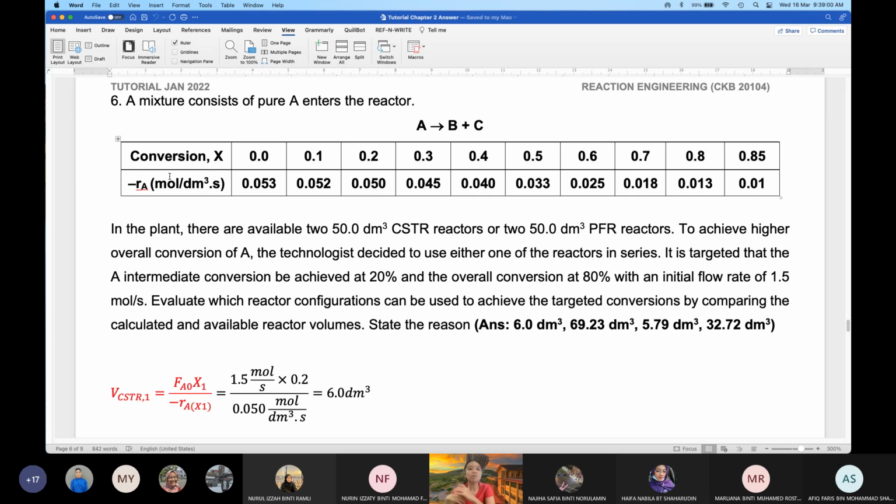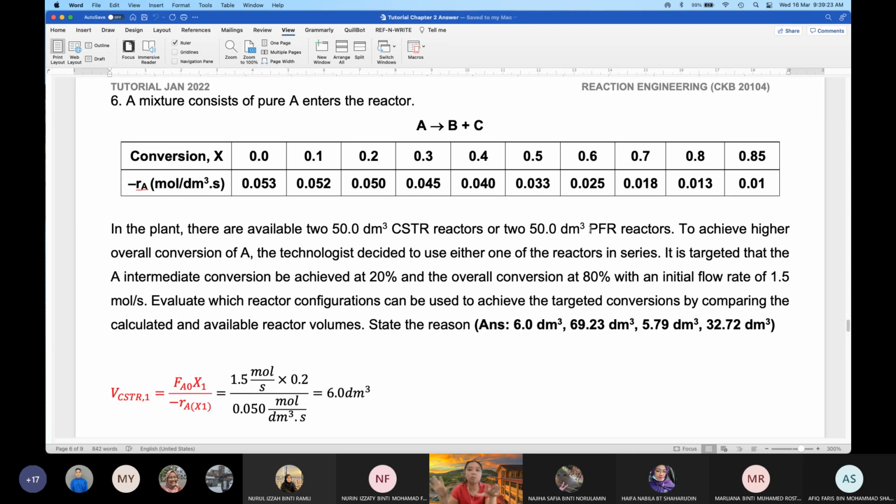So in chapter 3 that you learned last Monday, we did not know minus RA. That's why it was like reverse engineering. We had to calculate minus RA for that case, right? Okay, so in the plant, there are available 250 dm³ CSTR reactors or 250 dm³ PFR reactors.